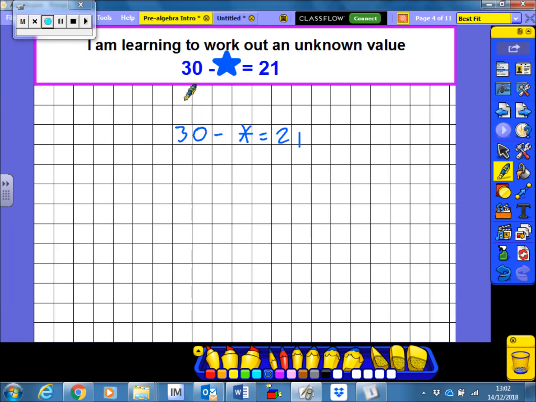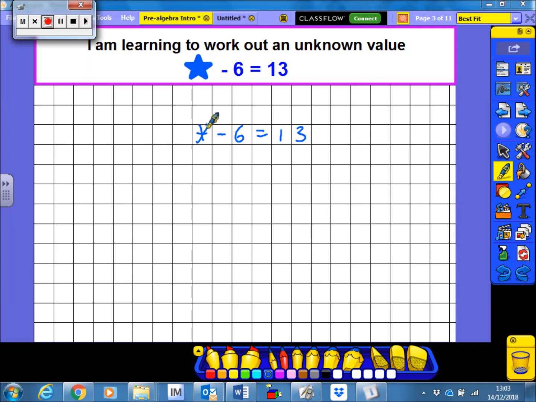So going 30, 29, 28, 27, 26, 25, 24, 23, 22, 21. That is a total of 9 tally marks I made there, so that was 9 places we counted back. Which means that 30 take away 9 is 21. So our star here is equal to 9.